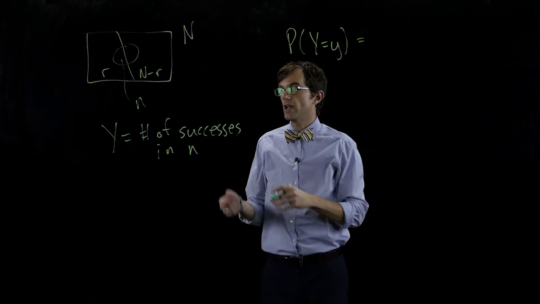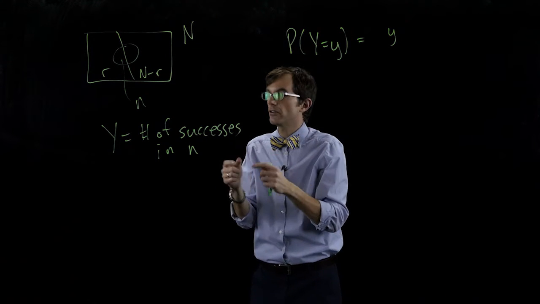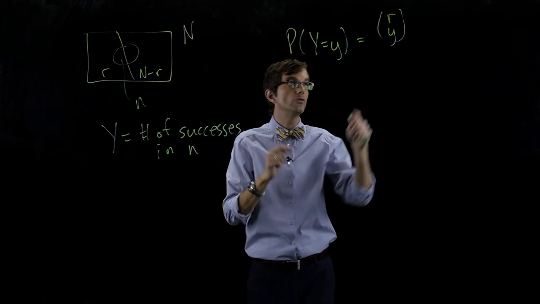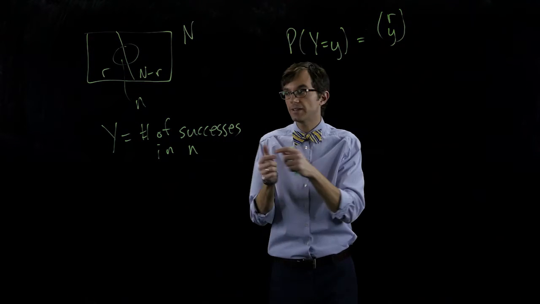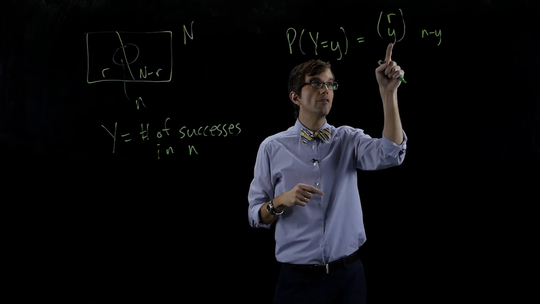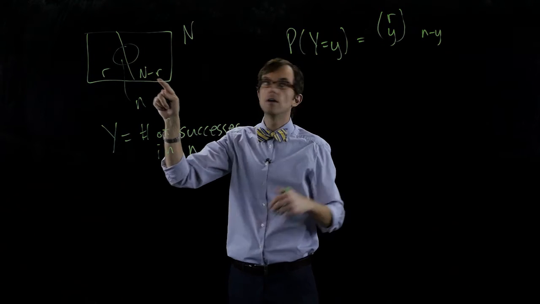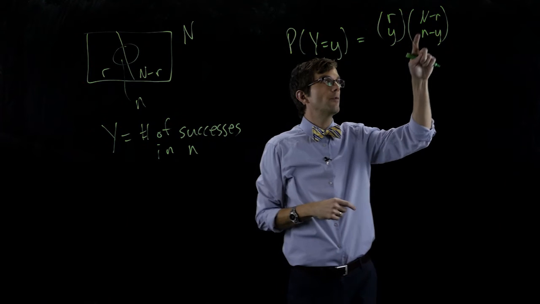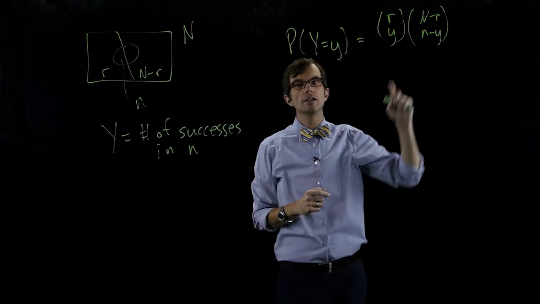Well, first, we count the number of ways that we can get little y successes out of the population. There are r successes, so there are r choose y ways to pick out little y successes. If we picked out y successes, then we have to pick out n minus y failures, because the sample has size n. If y of them are successes, n minus y of them are failures. How many total failures are there in the population? Capital N minus r. So how many ways are there to pick out n minus y of them? Capital N minus r, choose little n minus y.